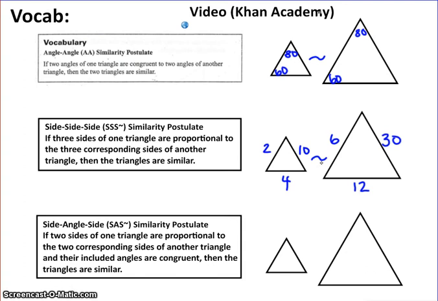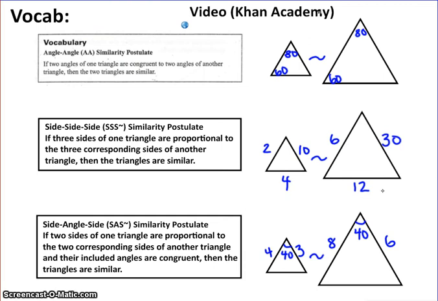And then side, angle, side. Let's say this is 4, and this is 3, and we want to dilate it by a scale factor of 2, so it'd be 8 and 6. And let's say that this angle is 40 degrees, and this angle is 40 degrees. So by the side, angle, side similarity, these two triangles would be similar.